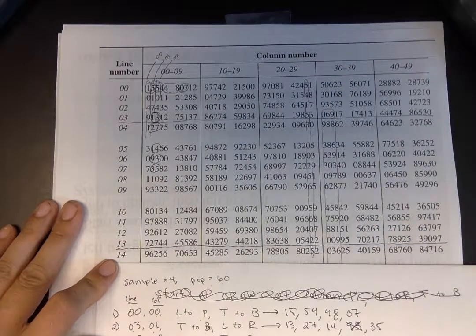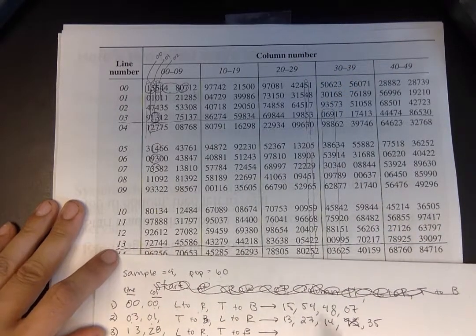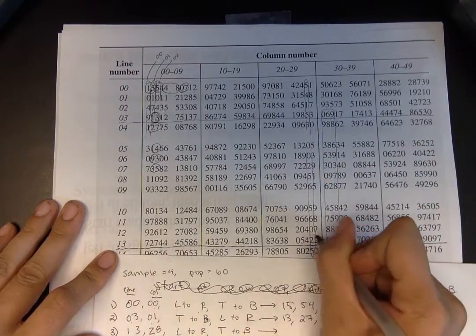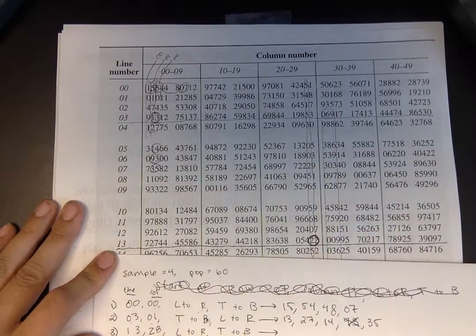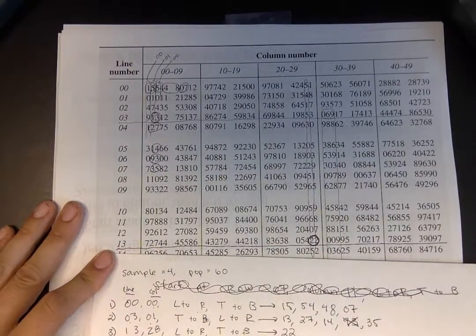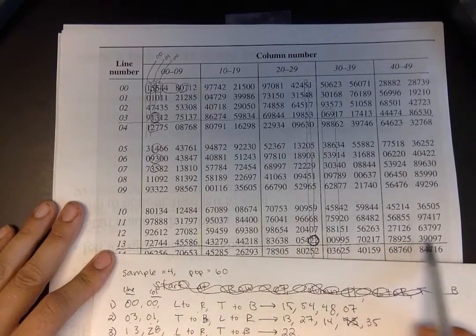Just like that, and that's where I want to start. So line 13, column 28, has as its first number 22. Okay, now I've decided to go left to right and then top to bottom, so I'm going to read left to right.